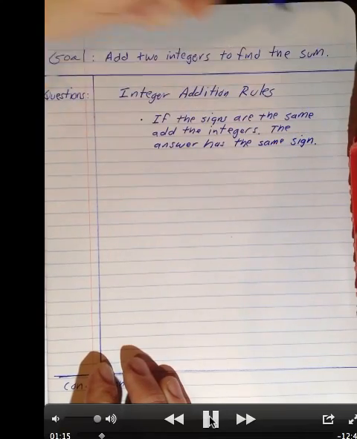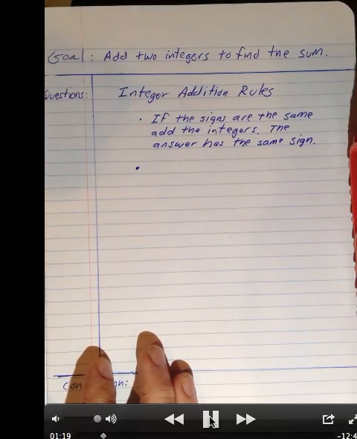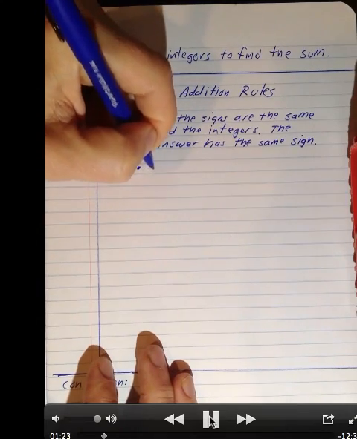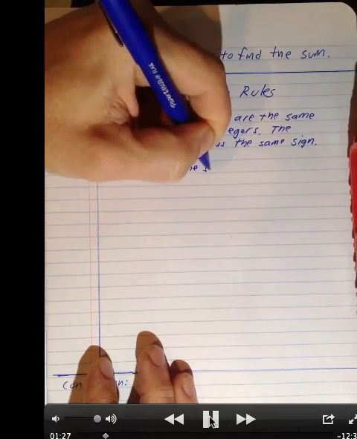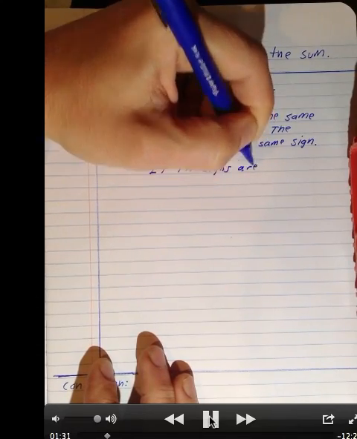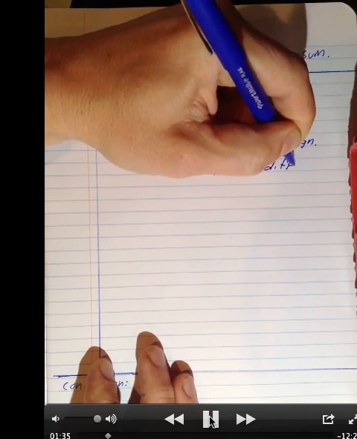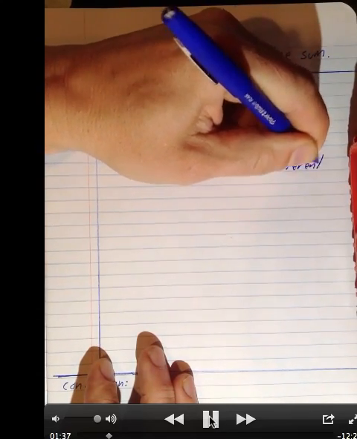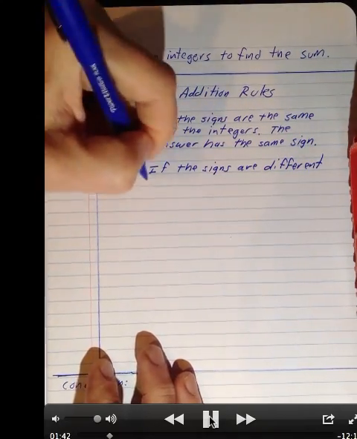So if the signs are the same, add the integers. The answer has the same sign. So if you're adding negative numbers, add them together, and it's a negative answer. If they're positive integers, add them together, and it's a positive answer. If the signs are different, you're adding a negative to a positive or a positive to a negative number. If the signs are different, then find the difference.